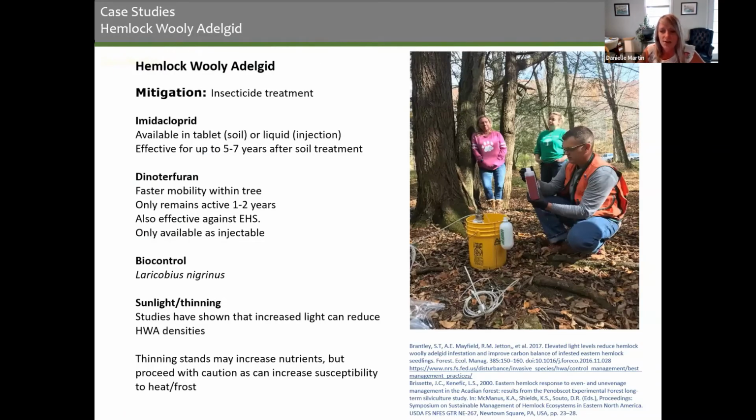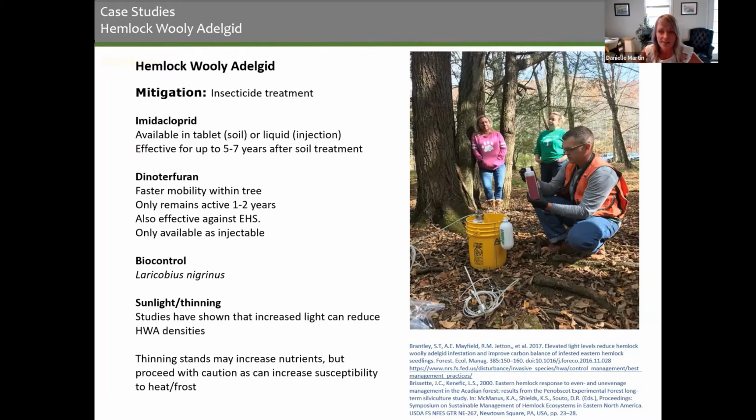The good news is that there are some control options available. There are a couple of different insecticides effective in controlling HWA. These treatments are recommended for HWA control on accessible, individual, high-value infested hemlocks. Right now, we're focusing on campgrounds and day-use areas within the national forest.